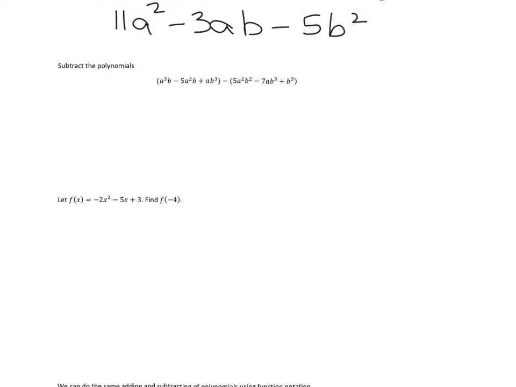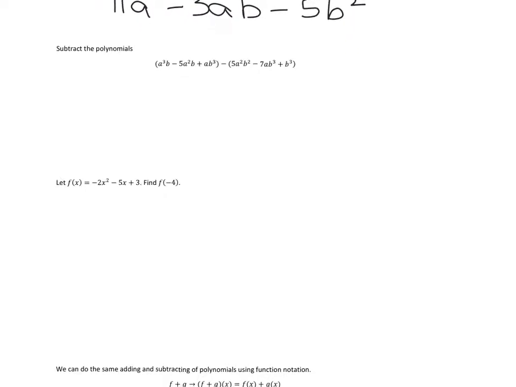When we subtract polynomials, like in this next example, so again, here's our first polynomial minus our second polynomial. Before we do anything, we have a minus in front of the parentheses. That's something we have to clean up first.